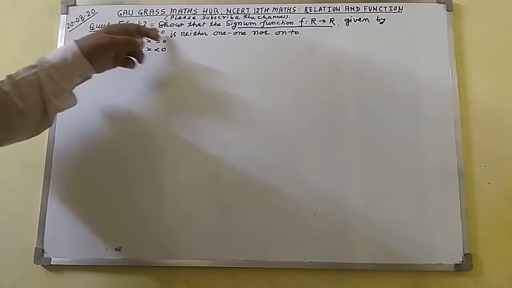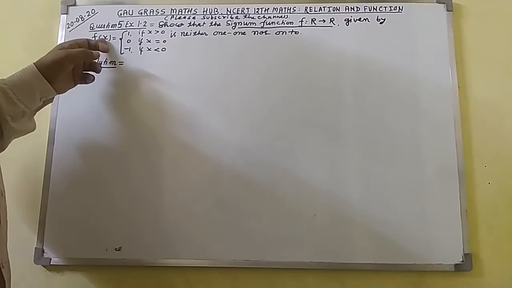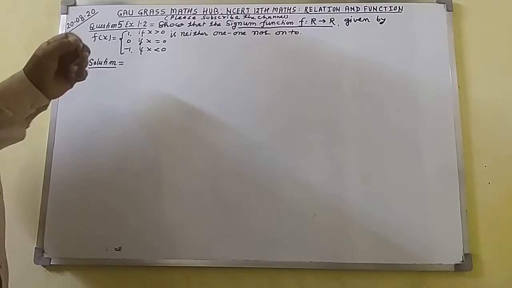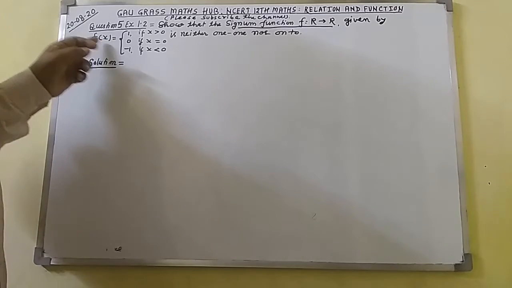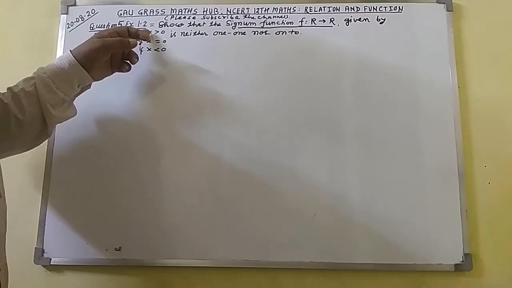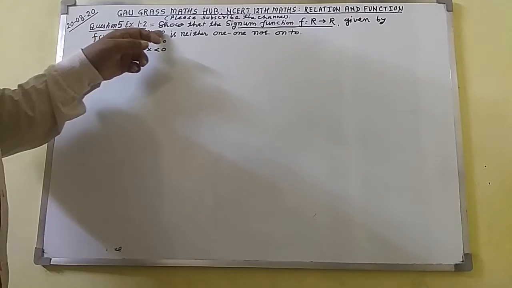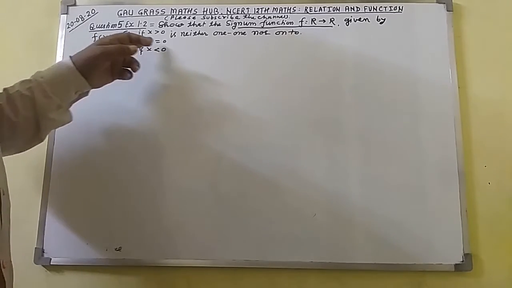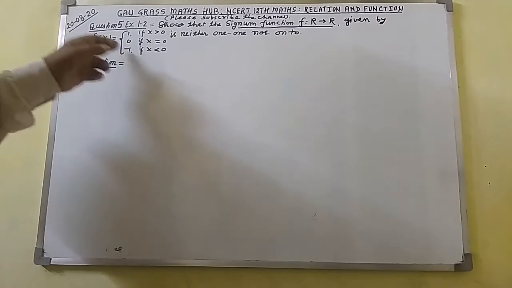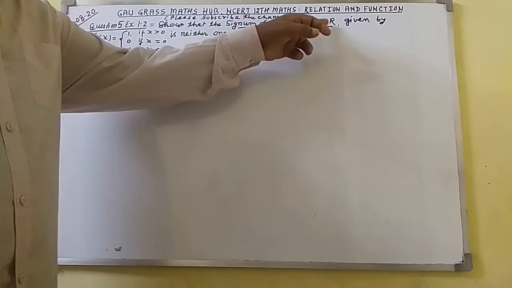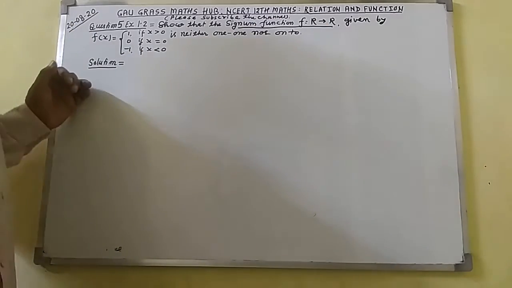Like this, if you take the value of x as 1, 2, 3, 4, then in all cases f(x) = 1, because here I have taken the value of x greater than 0. f(0) = 0. So that's why this function is called the signum function. Here it is given the signum function f: R → R. So now come to the solution.